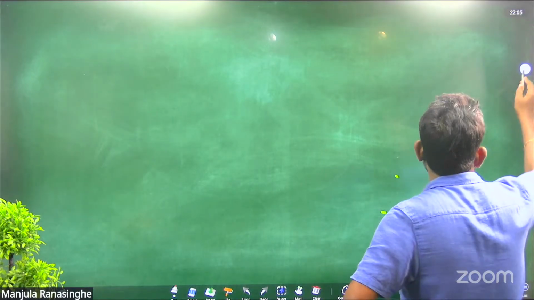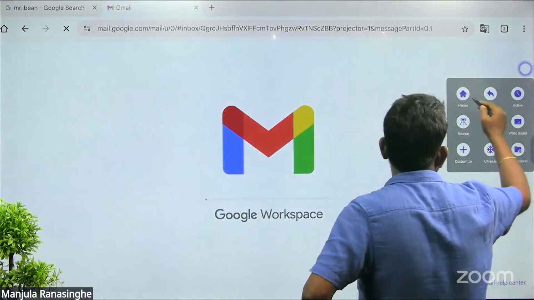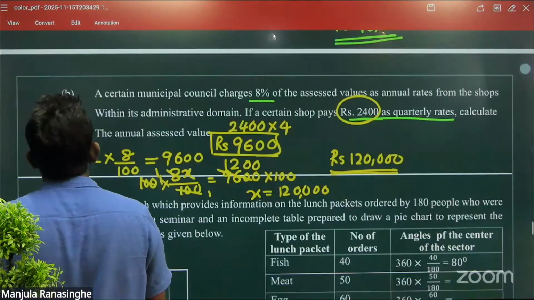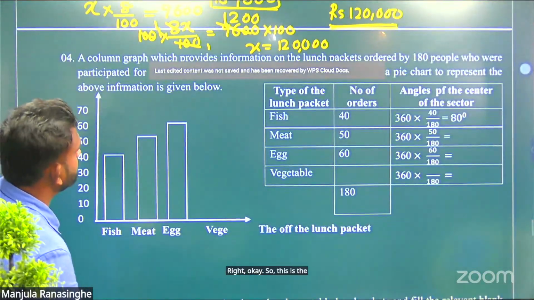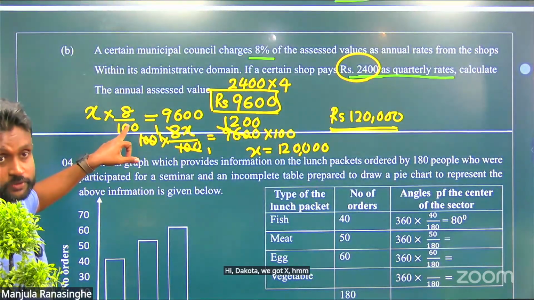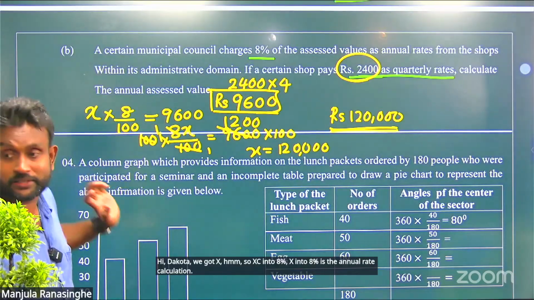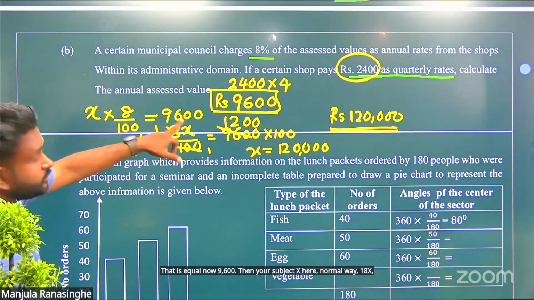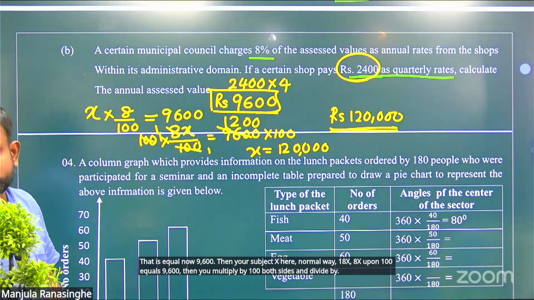Let me take the paper again. So this is the question. We have X, so X into 8% is the annual rate calculation, and that is equal to 9,600. Then you solve for X. The normal way: 8 into X, 8X upon 100 equals 9,600. Then you multiply by 100 on both sides and divide by 8. Then you get X.